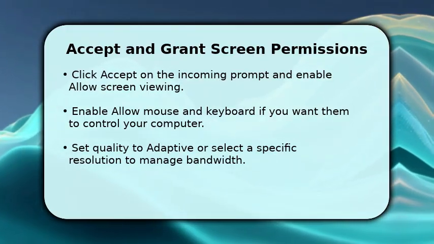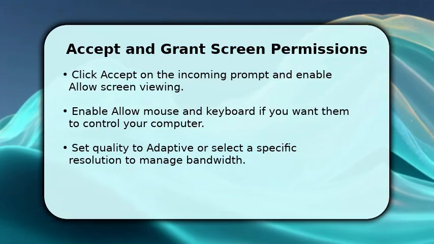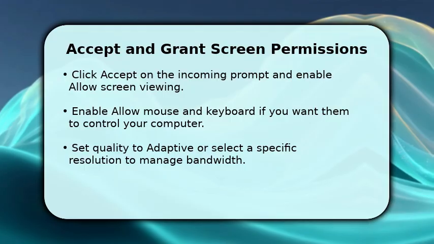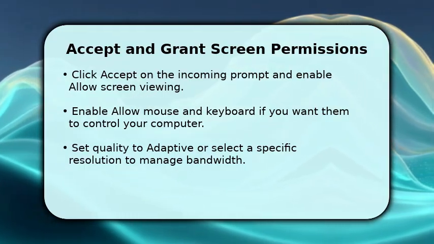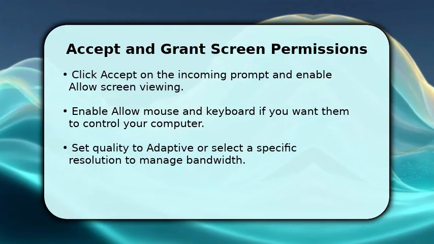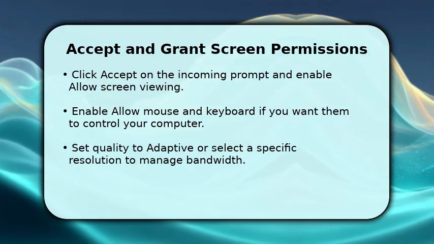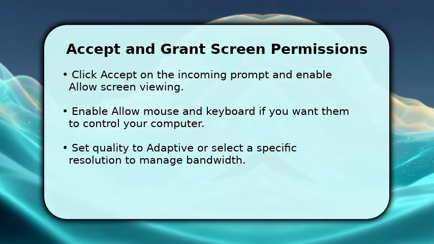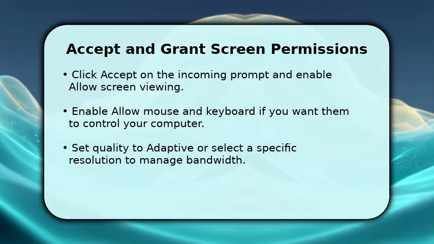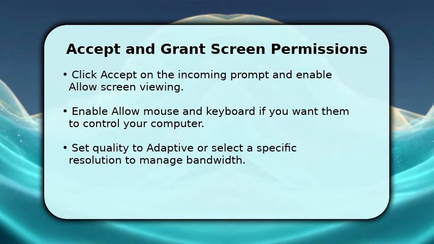In the permission list, toggle Allow Screen Viewing to give visible access to your desktop. If you want remote control, also enable Allow Mouse and Keyboard in the same permissions panel. Adjust the quality setting to adaptive or pick a fixed resolution to balance clarity and bandwidth. Enable Play Sound if you want remote audio transmitted during the session.